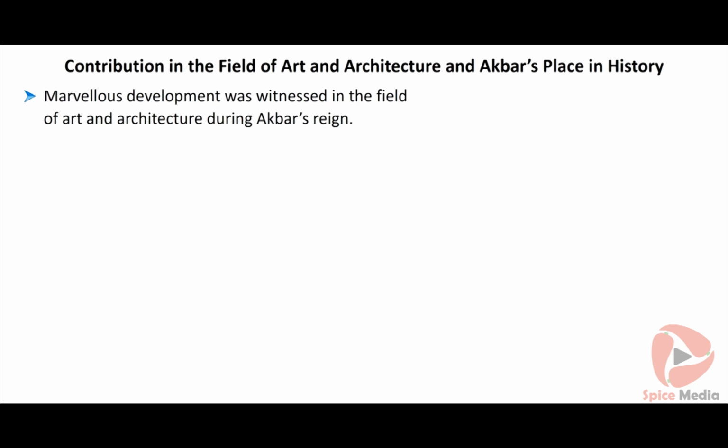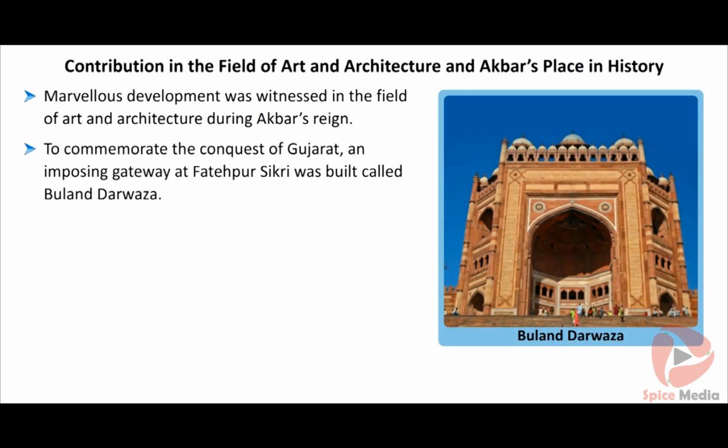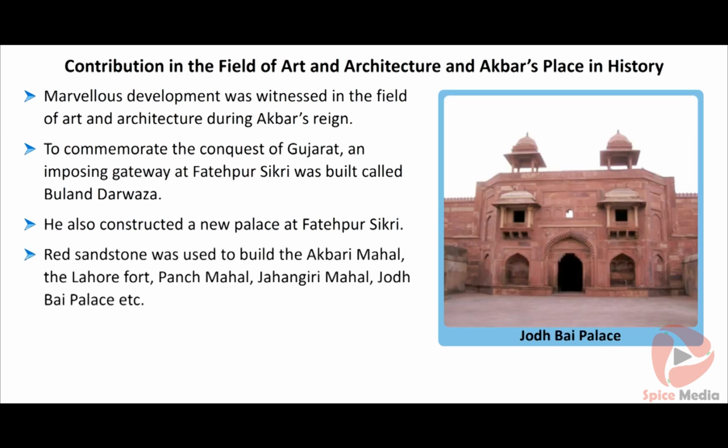Marvelous development was witnessed in the field of art and architecture during Akbar's reign. To commemorate the conquest of Gujarat, an imposing gateway at Fatehpur Sikri was built called Buland Darwaza. He also constructed a new palace at Fatehpur Sikri. Red sandstone was used to build the Akbari Mahal, the Lahore Fort, Panch Mahal, Jahangiri Mahal, Jodh Bai Palace, etc.